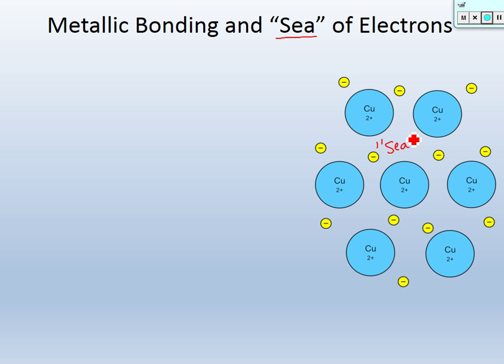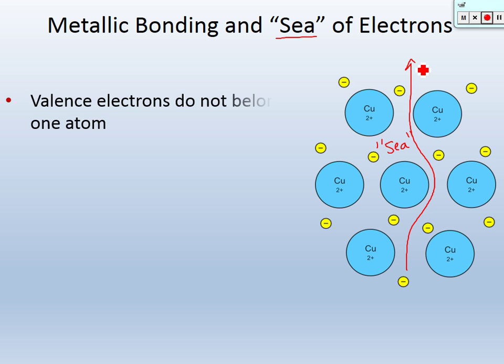This right here would be the sea of electrons. And that's what makes copper, or any metal for that matter, such a good conductor of electricity, is that this electron can flow. And the flow of electrons is called electricity. So that sea of electrons, and that's kind of what it is. So valence electrons do not belong to any one atom. Like we were saying, this could belong to any one of these atoms nearby.